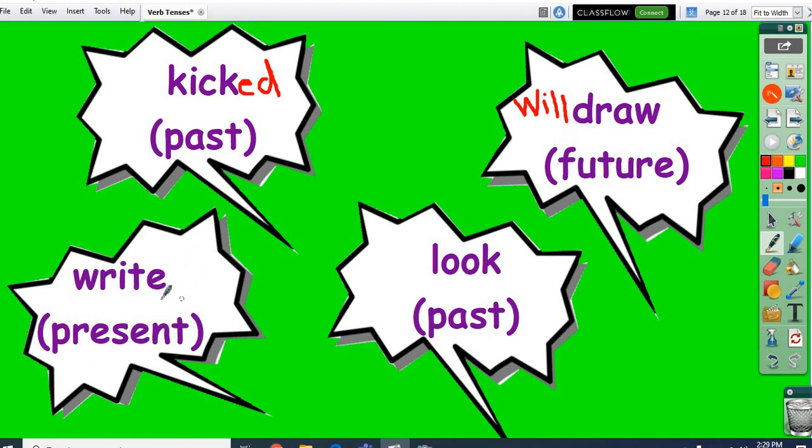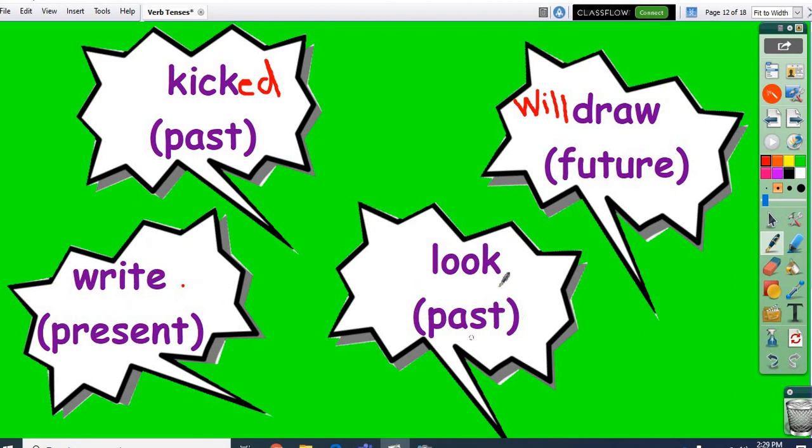Present, we can put an S or an ing, or in the present, you can also just leave it alone. Like, the boys write a letter. They're doing that right now, so I can leave that one alone. You don't have to do anything if it's present, but you can put an S or an ing. So I could have put writes or writing, but leaving it alone with write is fine too.